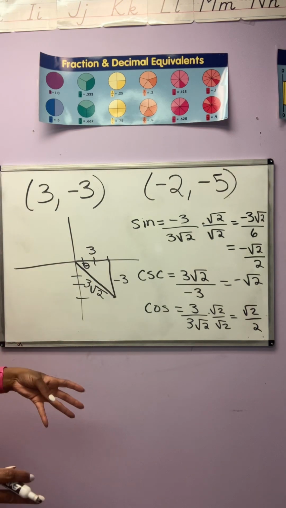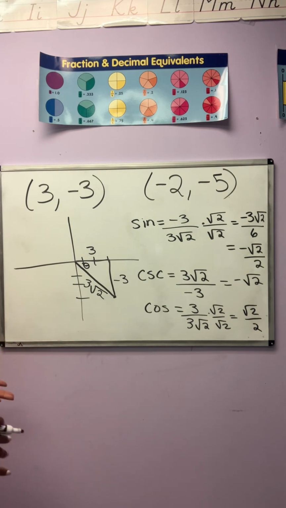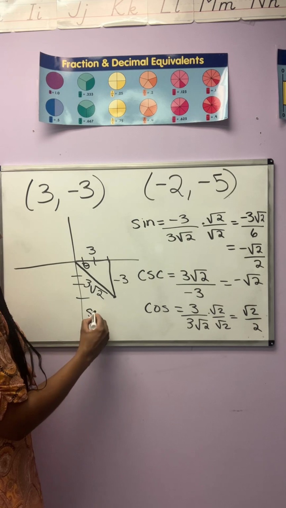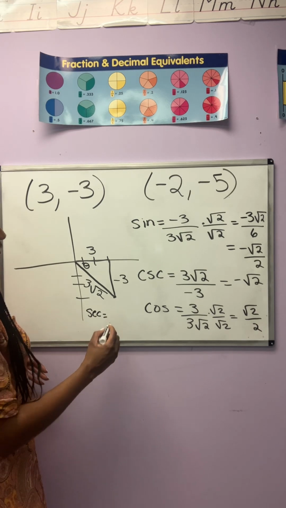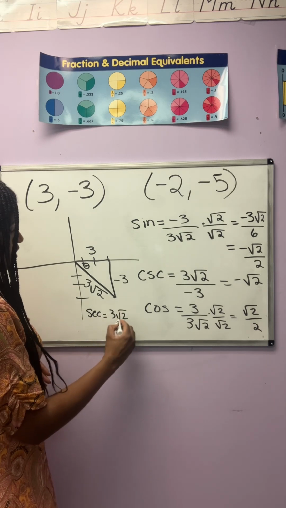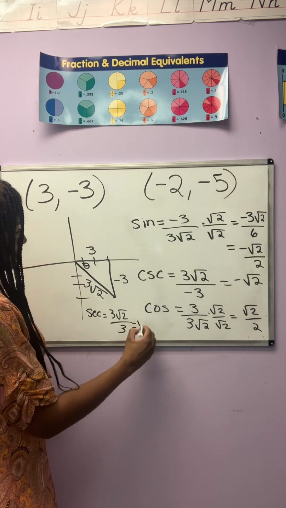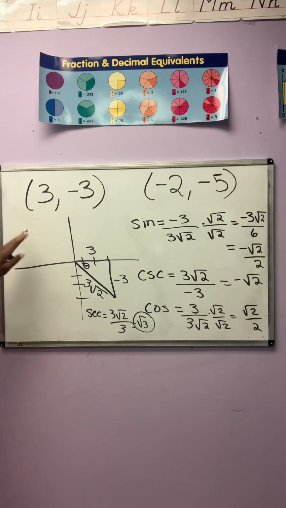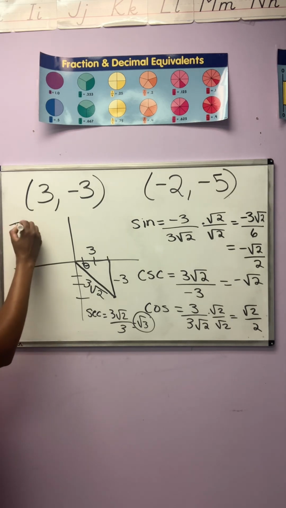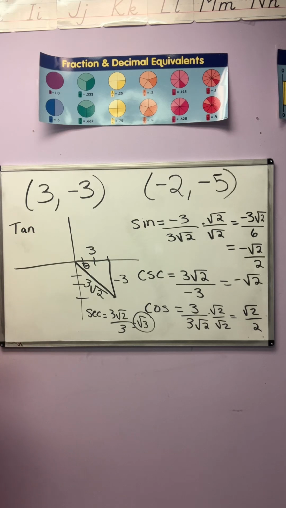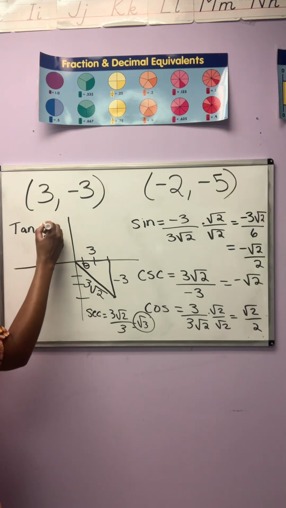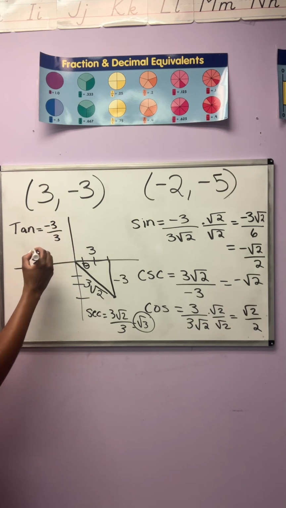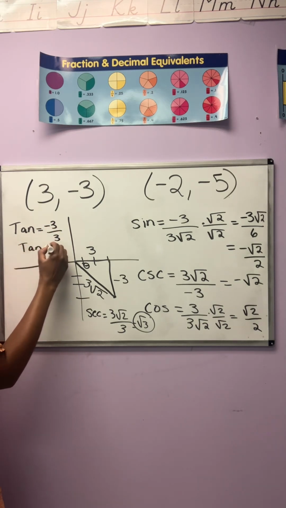And secant, which is the reciprocal of cosine, we will do 3 square root of 2 over 3, which just gives us square root of 2 right here. And write tangent over here. So tangent is opposite over adjacent. So opposite is -3 over 3, and that gives me -1.